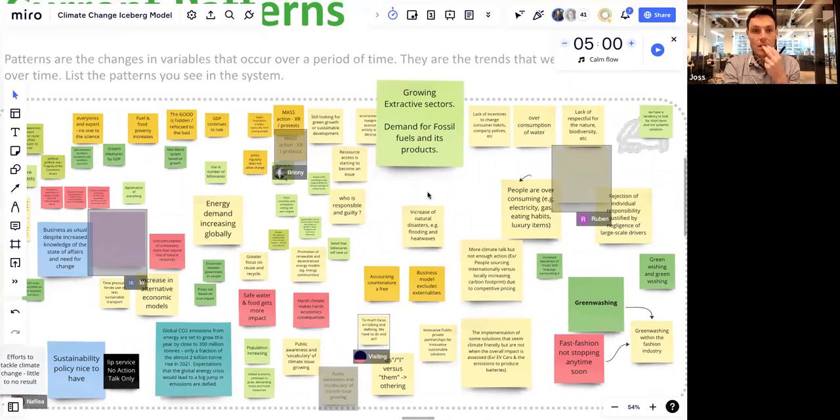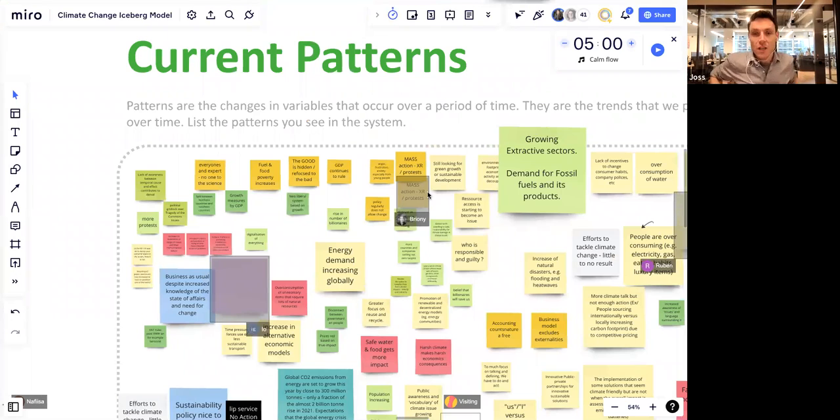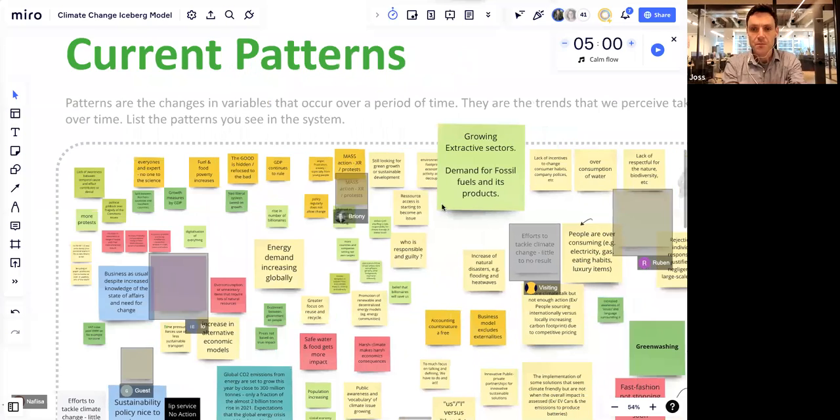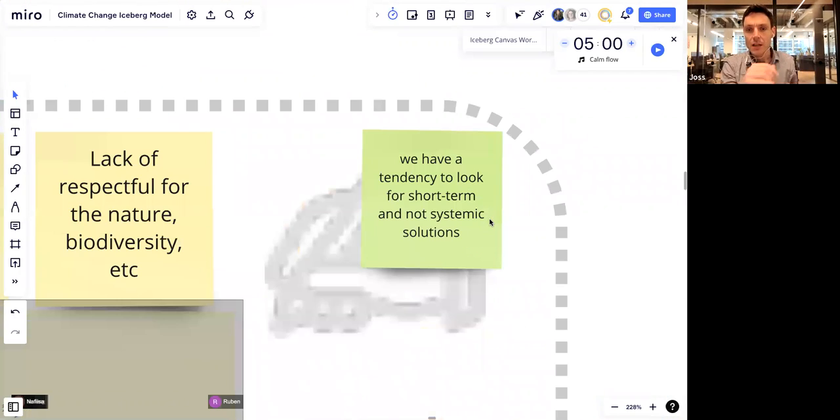Okay, we stay going. So this is current patterns and trends over time. What did we come up with here? We have a tendency to look for short-term and not systemic solutions, kind of a limited time horizon view of the whole thing, lack of respect for nature, diversity, etc.